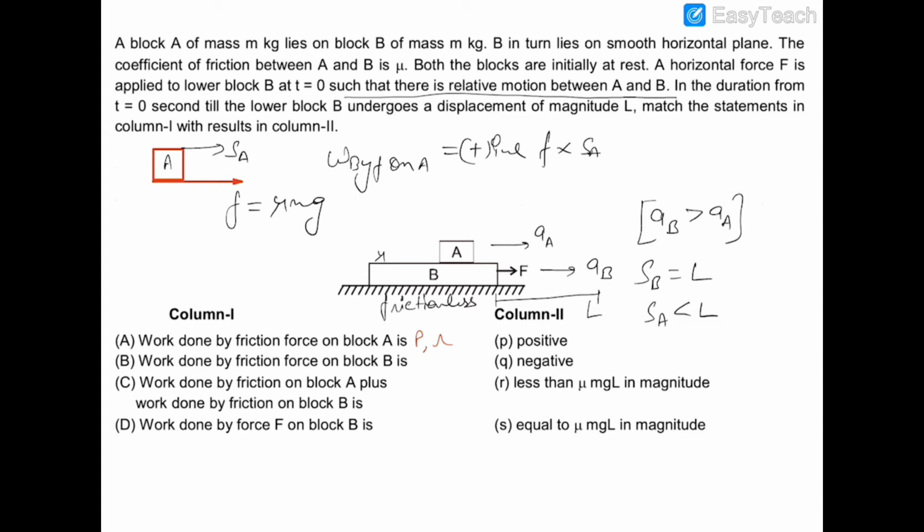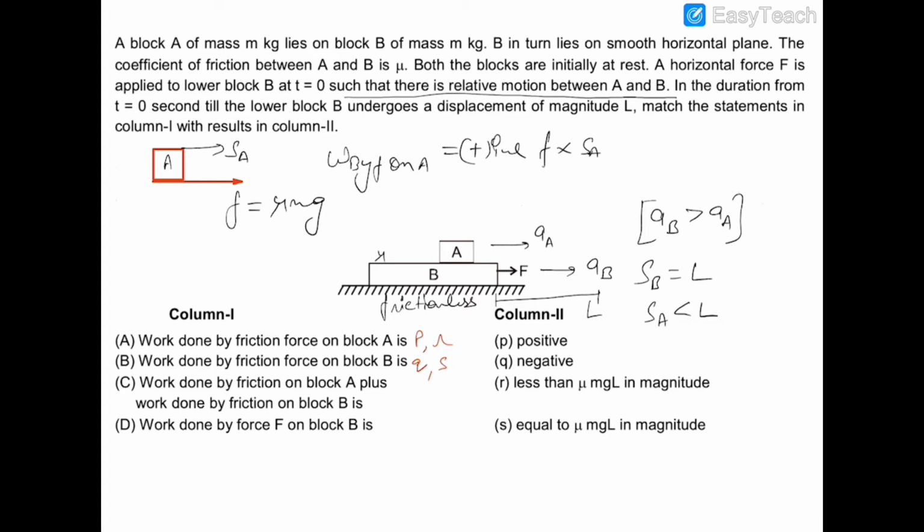Now work done by the friction force on block B. So on block B, the friction is acting in the reverse direction, in the backward direction, because the friction applied by B on A is in forward direction. Therefore friction of A on B will be in reverse direction, and the displacement of B is given to us as L, and therefore we can say that the work done by friction on block B will be negative, which is option number Q, and its magnitude will be equal to mu mgL. So it is option number S.